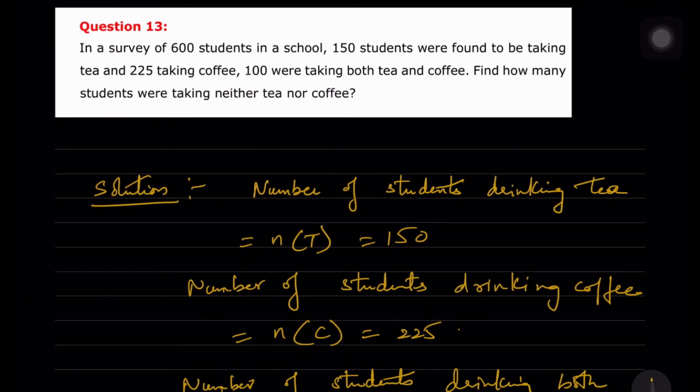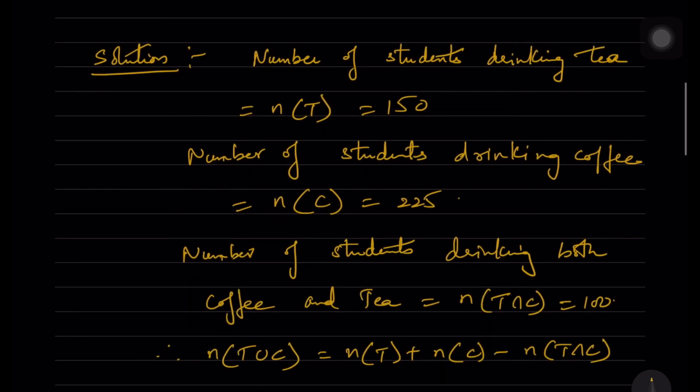Next, going into question 13. In a survey of 600 students in a school, 150 students were found to be taking tea and 225 taking coffee. 100 were taking both tea and coffee. Find how many students were taking neither tea nor coffee. So now here let us consider that the number of students drinking tea is n(T) equal to 150. The number of students drinking coffee is n(C), which is equal to 225. The number of students drinking both coffee and tea is n(T ∩ C), which is equal to 100.